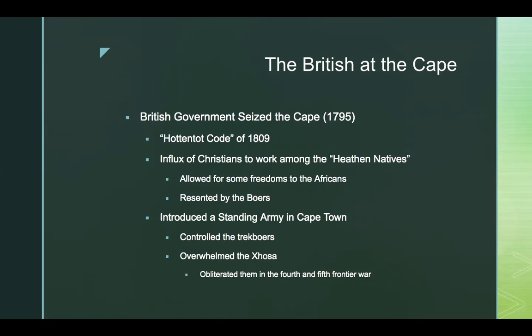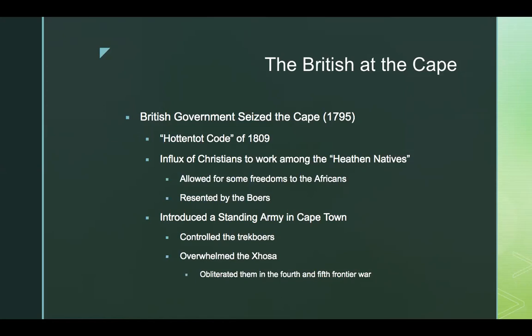Then eventually, a number of Christian missionaries arrived from Europe to work among what they called the heathen natives within the colony. Even though these Christian missionaries were the handmaidens of colonialism, they still had this bleeding heart narrative to them, right? So they soon became champions of the poor and oppressed Khoisan of the Cape and would fight for them in the courts and encourage them to develop independent farming, which gave the Khoisan some freedom.